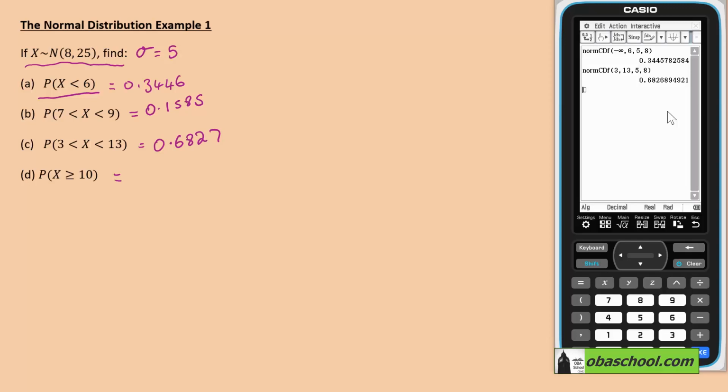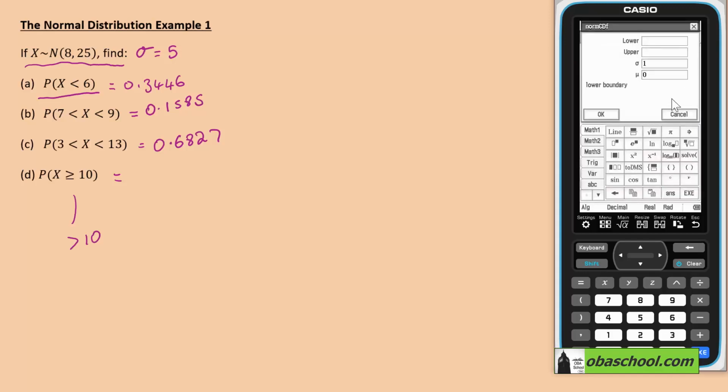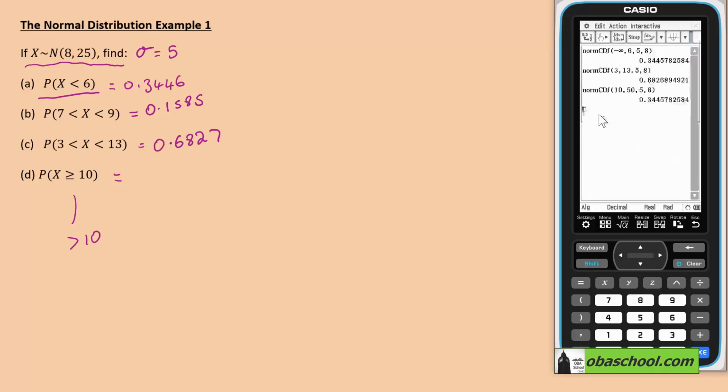And then greater than or equal to 10. Remember, that's exactly the same as just greater than 10, because the probability of it actually being 10 is 0. And I'm going to go back to my template, and the lower is 10. I have the facility to put infinity in here, which you might not have on your calculator, but it doesn't matter. The standard deviation is 5. Let's just go a load of standard deviations above, put in 50 or something, and that will do the trick. And then sigma is 5, and mu is 8, and we get 0.3446.